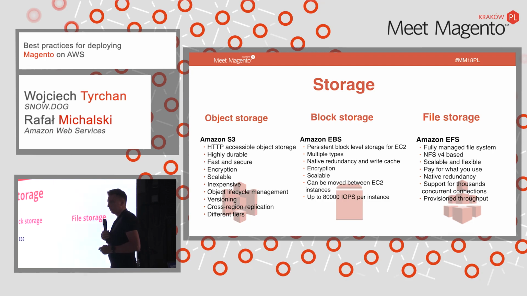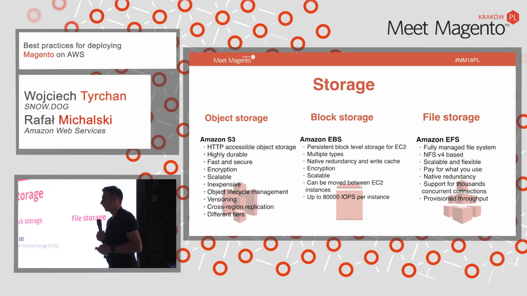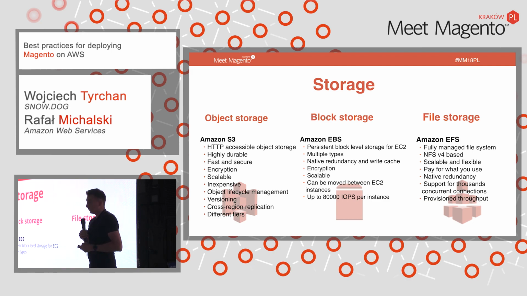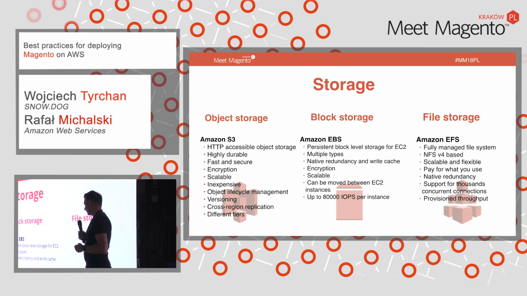Then we have block storage, which is Amazon EBS, Elastic Block Store. These are basically the disks that we attach to the virtual machines, which are the EC2 instances. There are multiple types of those disks, depending on the type of workload that you work with, whether it is CPU intensive, memory intensive, or maybe GPU intensive. You can choose from many different options when it comes to sizes or processors.